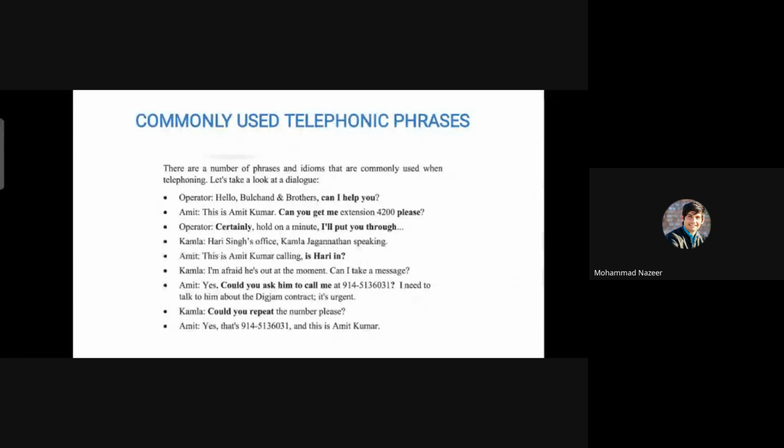These are certain examples which I have taken from your textbook, Professional Skills and Ethics. You can just go through it. It is already there, given in the form of an example. There are a number of phrases and idioms that are commonly used when telephoning. We can look at the dialogue where the operator says, hello, Gulchand and Brothers, can I help you? And then Amit says, this is Amit Kumar. Can you get me extension 4200, please?